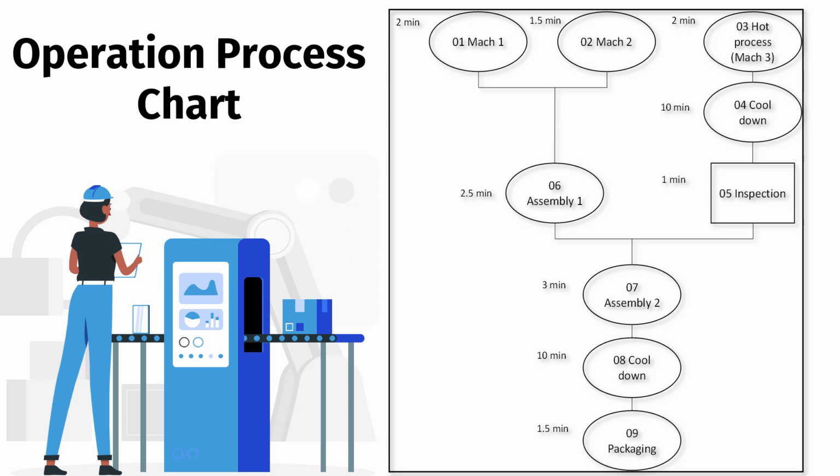For the operation process chart: first, machine 1 takes 2 minutes, machine 2 takes 1.5 minutes, the hot process, which is machine 3, takes 2 minutes, cool down takes 10 minutes, machine 5 inspection takes 1 minute, machine 6 assembly takes 2.5 minutes, assembly machine 7 takes 3 minutes, cool down takes 10 minutes, and the last one, packaging, takes 1.5 minutes.